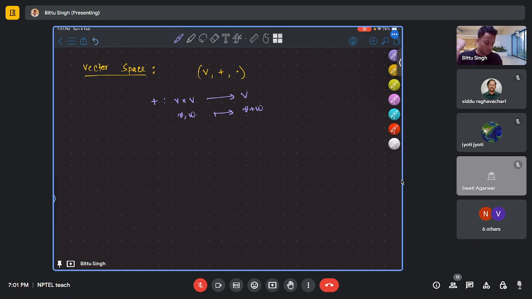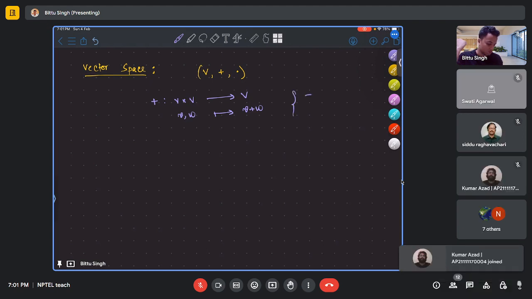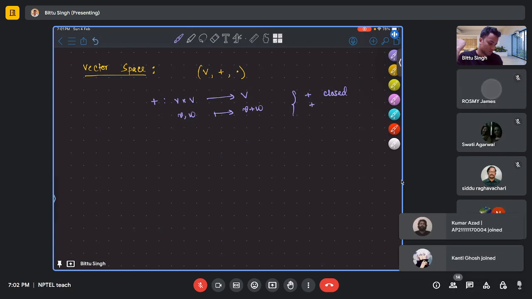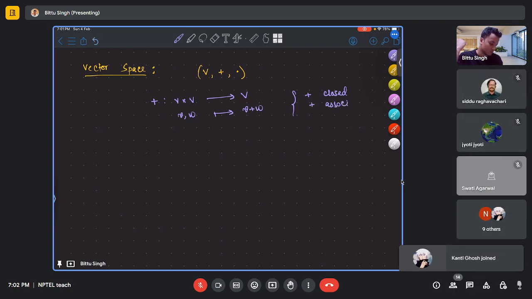And addition needs to satisfy some properties, that is, addition is closed, it is associative. Another thing is that there exists an element 0, and every element v has an inverse, minus v, that is the inverse.